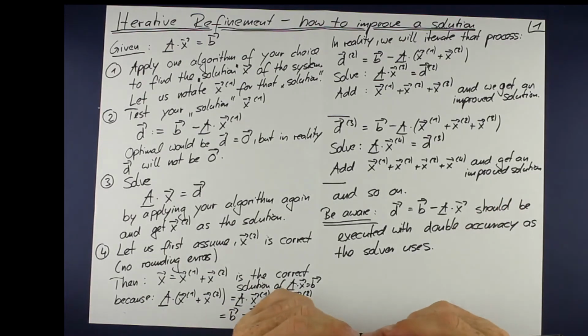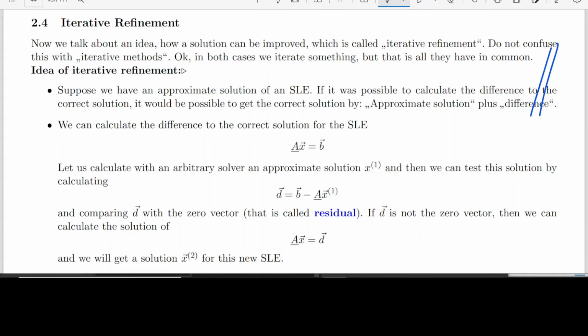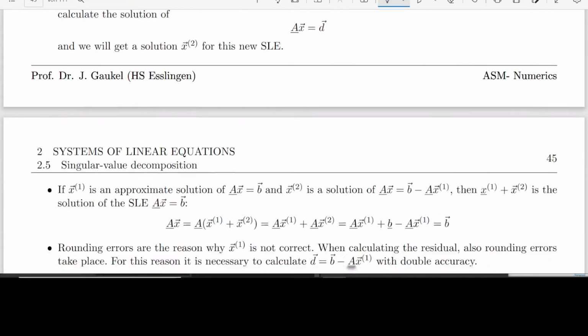Okay, so let's have a look in my script. Here is that section, and I wrote on the paper everything what is here.